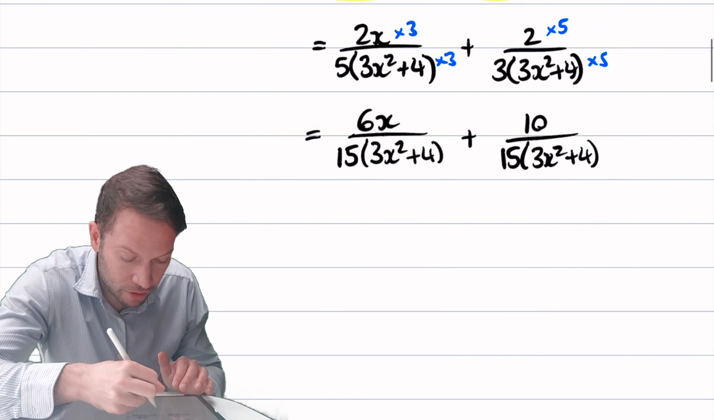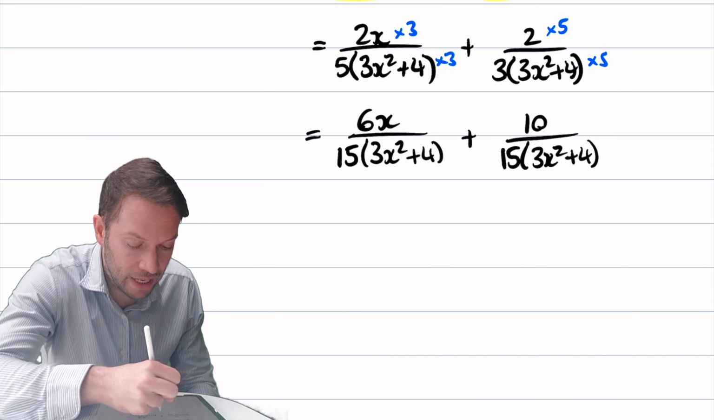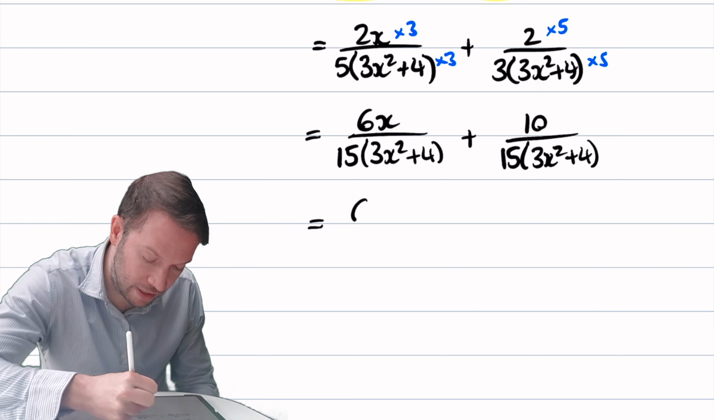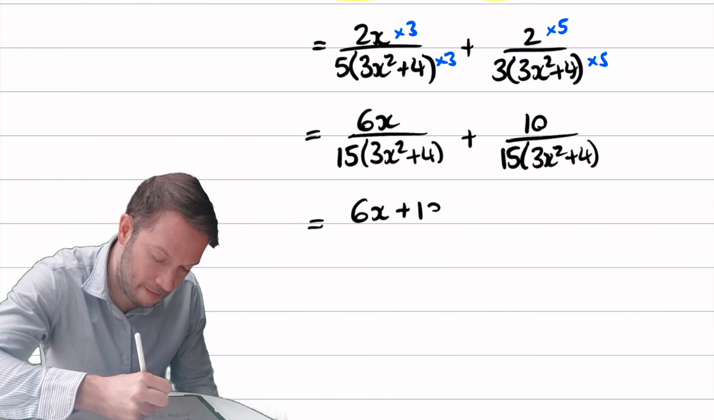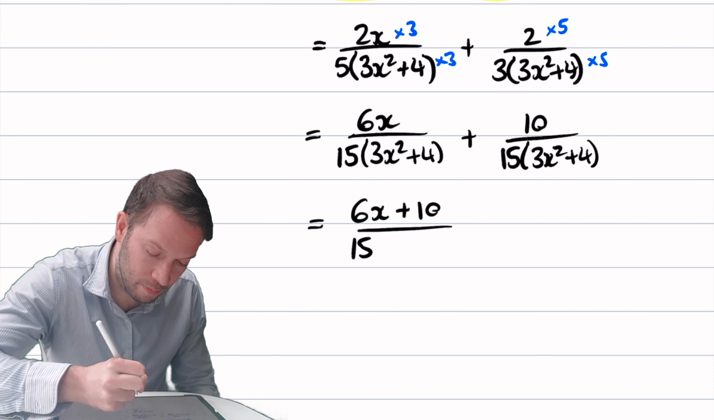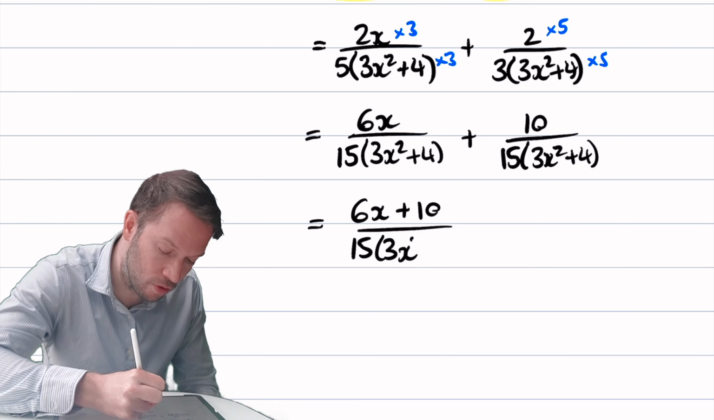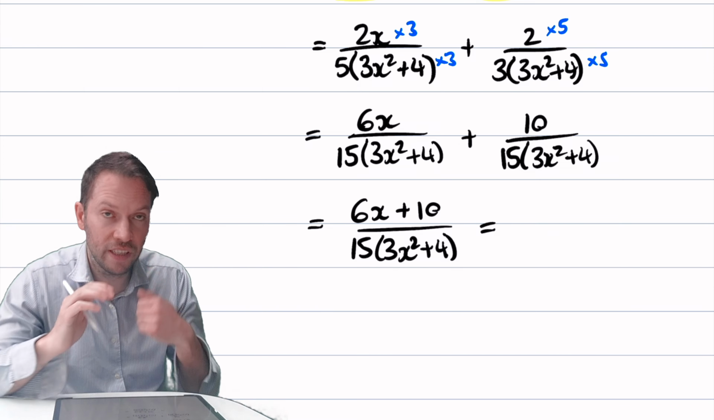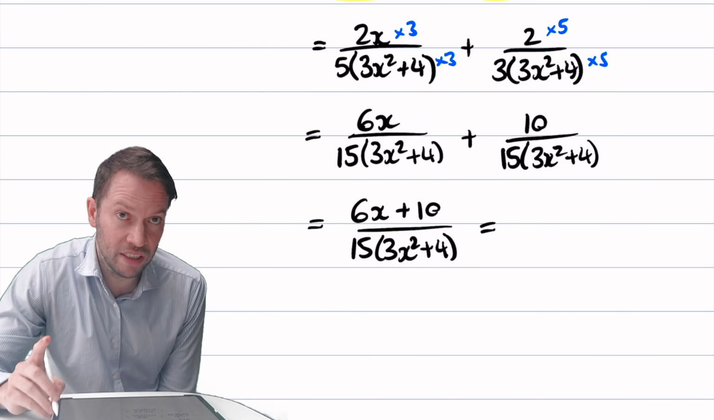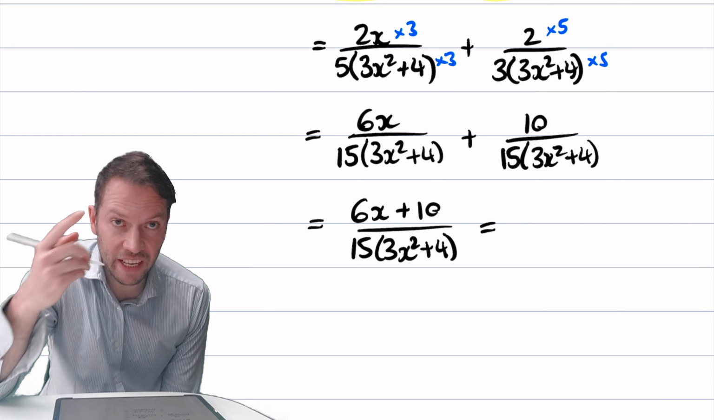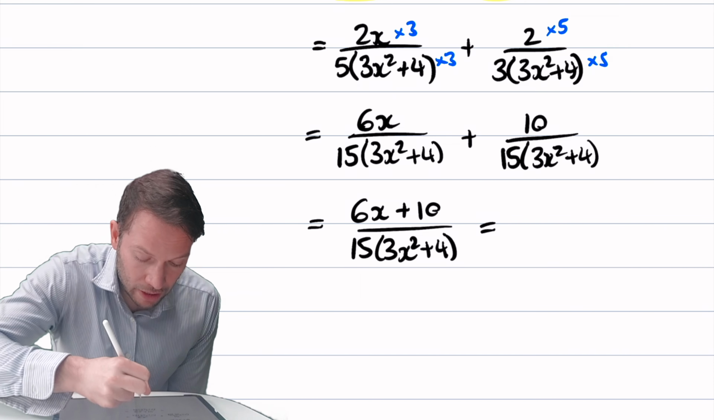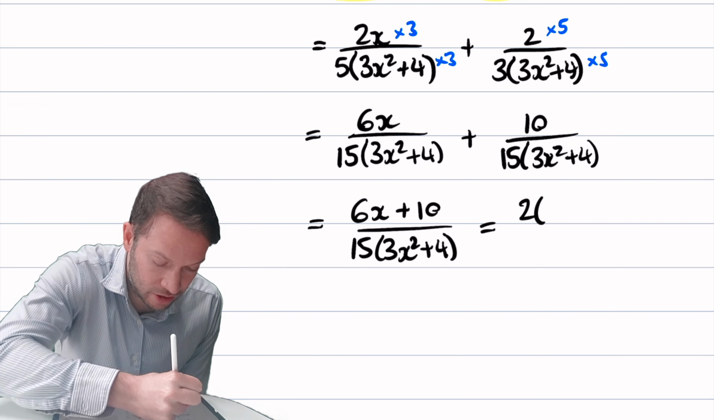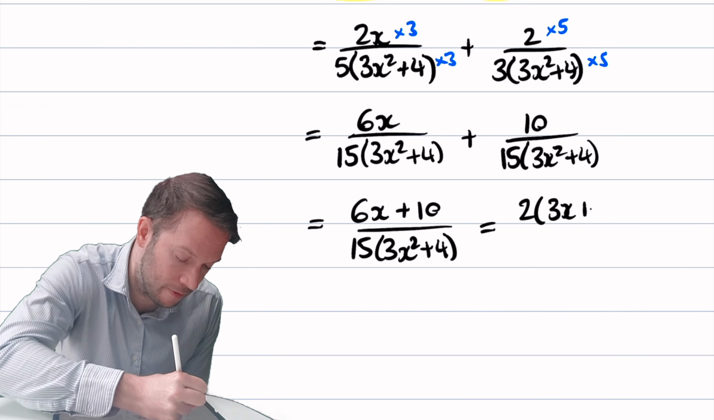Right, okay, now we've got the same denominators, so we can now just add the numerators. So let's do that. So we have 6x plus 10 over 15 brackets 3x squared plus 4. Now, in general, once you've combined it into a single fraction, you should factorise the numerator if you can, because there might be something that cancels with the bottom. So I can see 6x plus 10, I can factor out 2. So I get 2 brackets 3x plus 5.